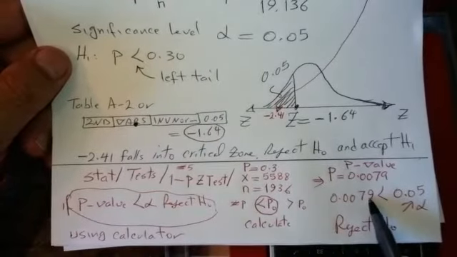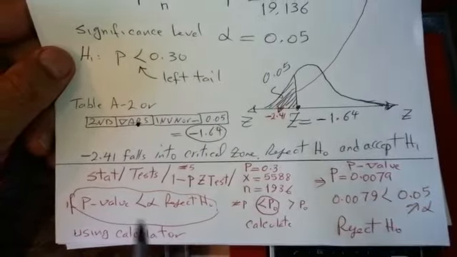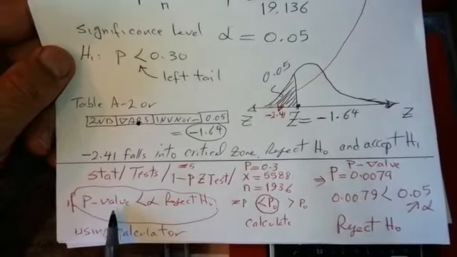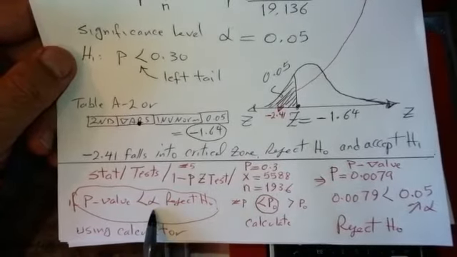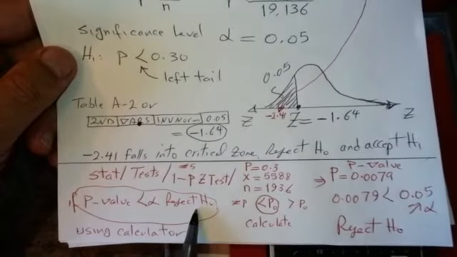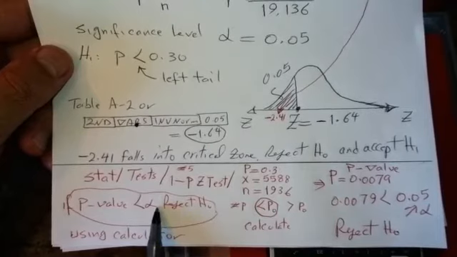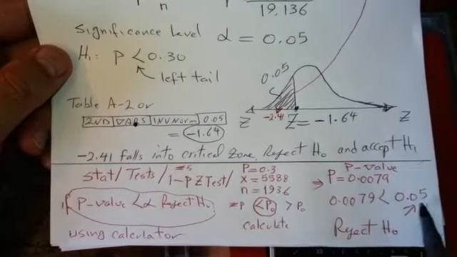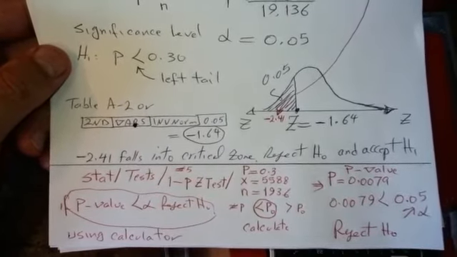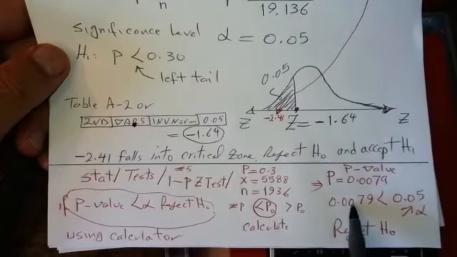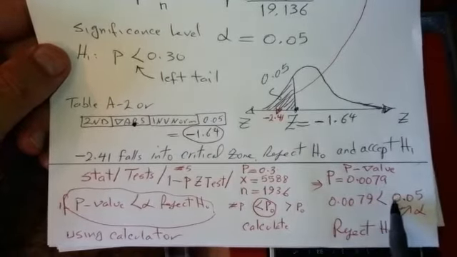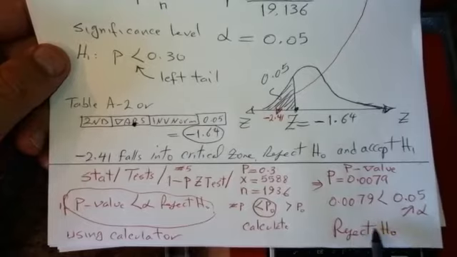0.0079 is the p-value from the calculator. If the p-value from the calculator is less than alpha, reject H0. Alpha, the significance level given in the problem, is 0.05 or 5%. See, our p-value from the calculator is less than that, so we have to reject H0.